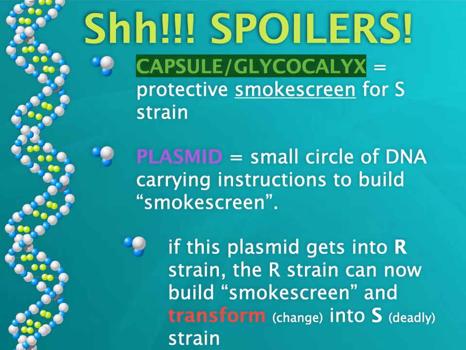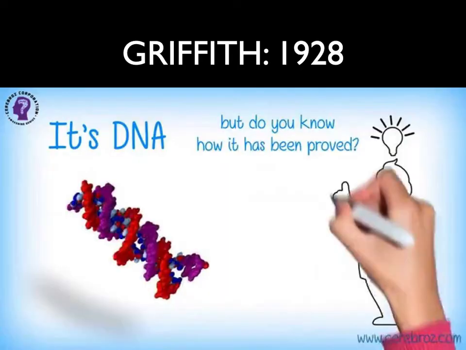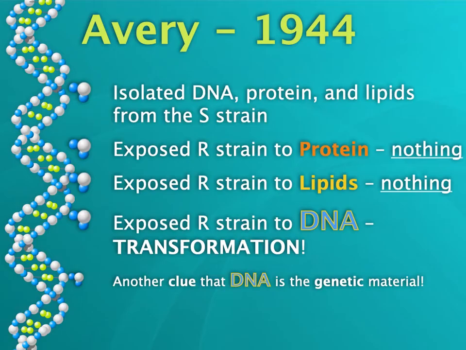But shh, I'm going to spoil it for you. It turns out that the smooth strain has something called a capsule. Glycocalyx is a more technical term, but capsule will work just for us. It's like a protective smoke screen. They also carry something called a plasmid, which is a small circle of DNA that carries the genes or instructions to build the smoke screen. If this plasmid somehow gets into the R strain, it now has the genes, the instructions to build the smoke screen, and they transform or change into the deadly strain. That's what was happening with Griffith. There's a video that we are not going to watch.